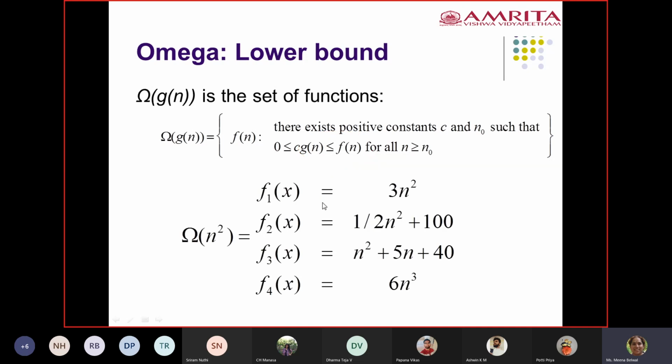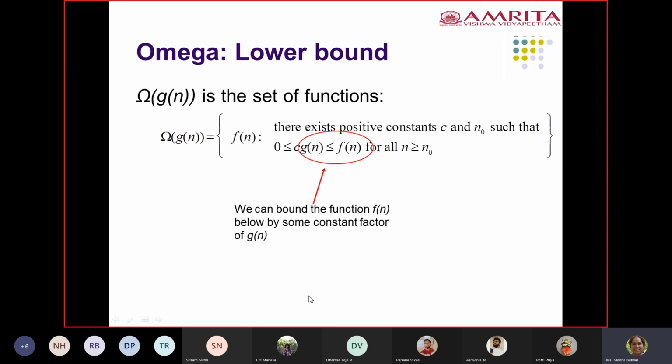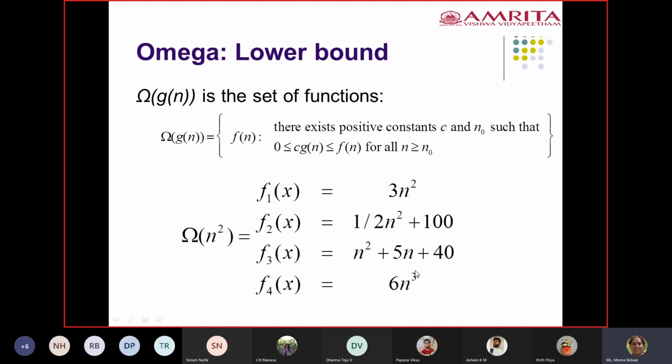So these expressions are the same now. If I say f1(n), f2(n), f3(n) and f4(n), same expressions: 3n square, half n square plus 100, f3(n) is this. In the previous case, we had taken f4(n) as 6n. Now we are saying f4(n) is 6n cube. Okay, so now the question is, can I say for all these f(n), is it omega n square? Can I say that 3n square is omega n square? Can I say half n square plus 100 is omega n square? Can I say n square plus this is omega n square? The answer is yes. Why?